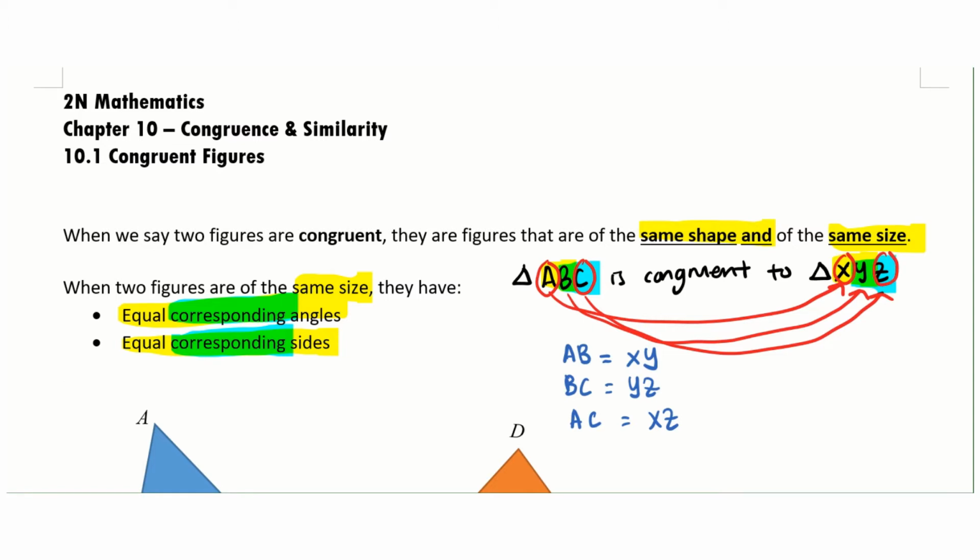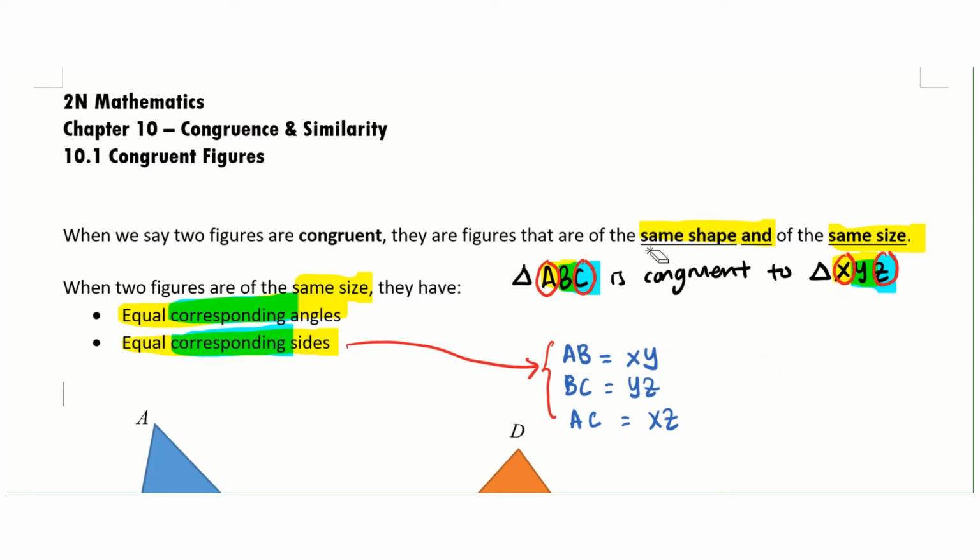So the vertices actually correspond, and this is where we talk about corresponding sides that are equal. Then regarding the angles, the same thing applies. Let me erase this first. If I say ABC and XYZ, I can also say that angle ABC will be equal to angle XYZ because of the way that it runs in sequence here.